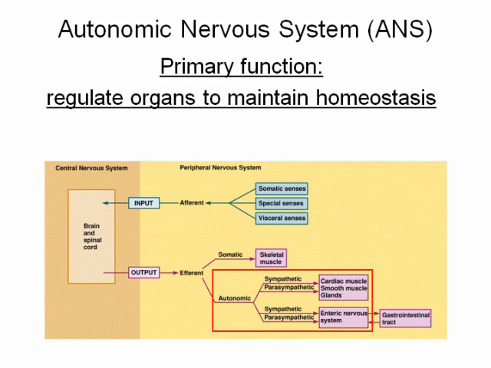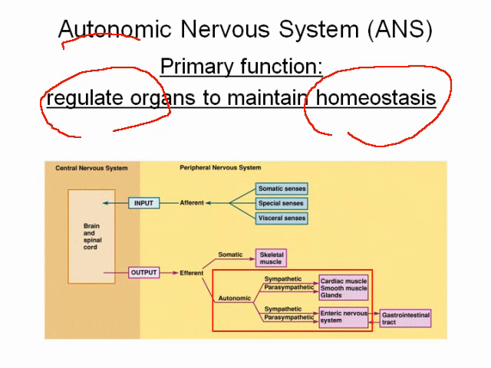Now that pretty much finishes up the somatic motor system in terms of the synaptic structure and function. And as you can see, it's a pretty simple system. Now we're going to move to the autonomic nervous system, which is not nearly as simple. First of all, its primary function is to regulate organs, to maintain homeostasis.